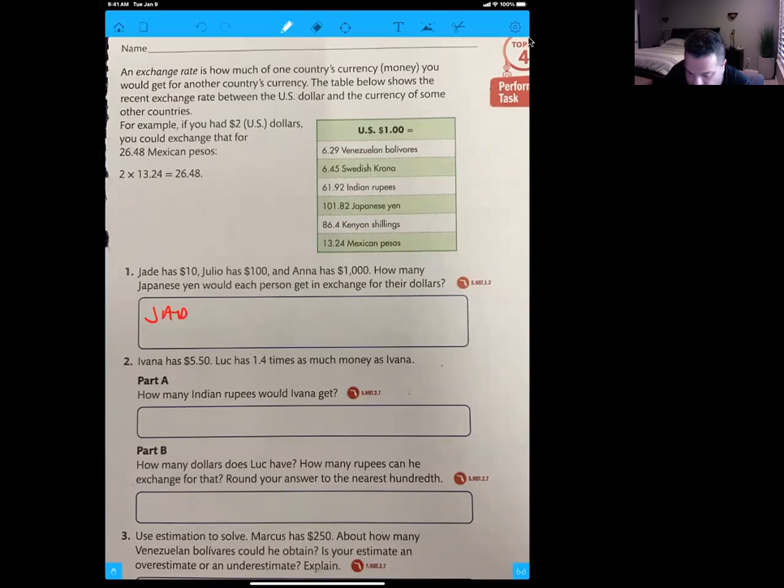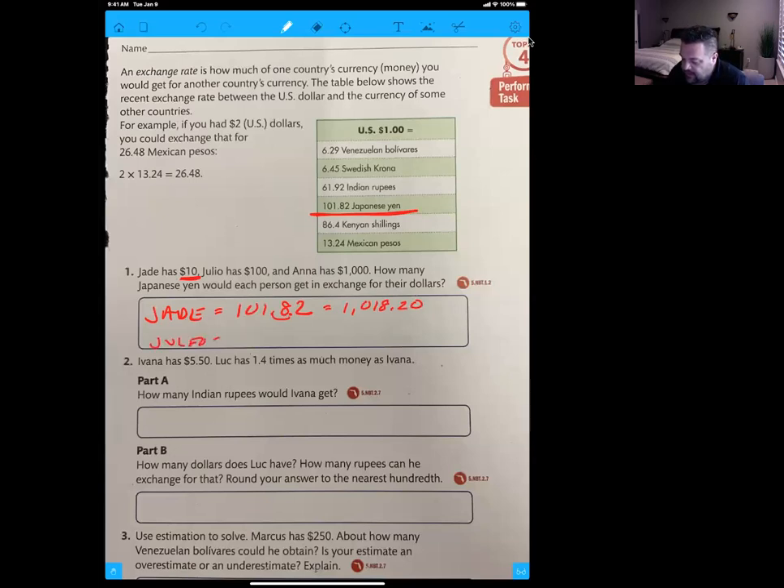Jade. Remember, we're looking at the Japanese yen, which is right here. It's 101.82. She spent $10. That's moving the decimal 1 place. So Jade would equal 1,018.20. Just moving the decimal once, right?